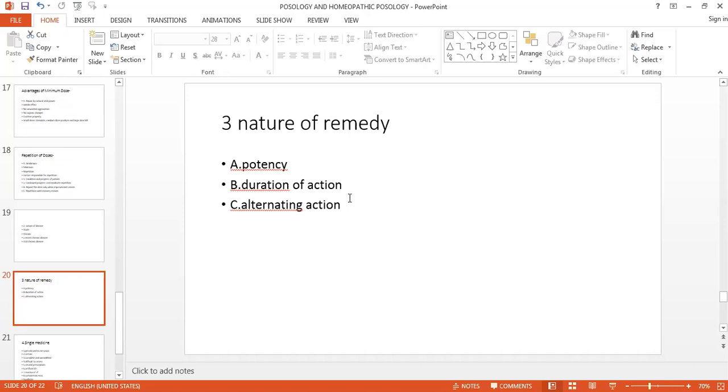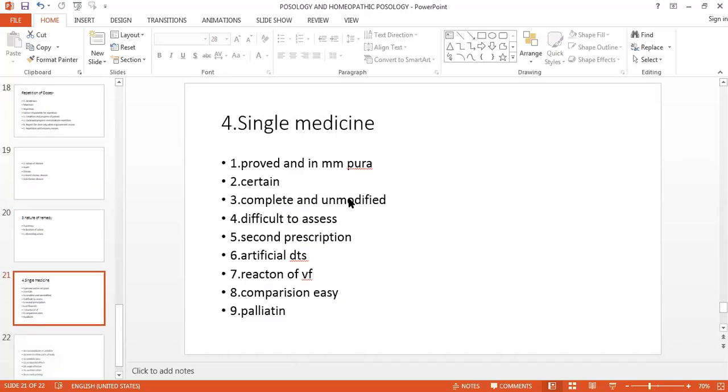So these are the certain points that we have discussed regarding the repetition of the doses. Now we will see the importance of the single medicine. So why we have to give the single medicine and what are the reasons behind that, we will see. If you are giving the single medicine, then this is known as monopharmacy, or the simplex rule we are following. But if you are giving more than one medicine, that is known as polypharmacy.